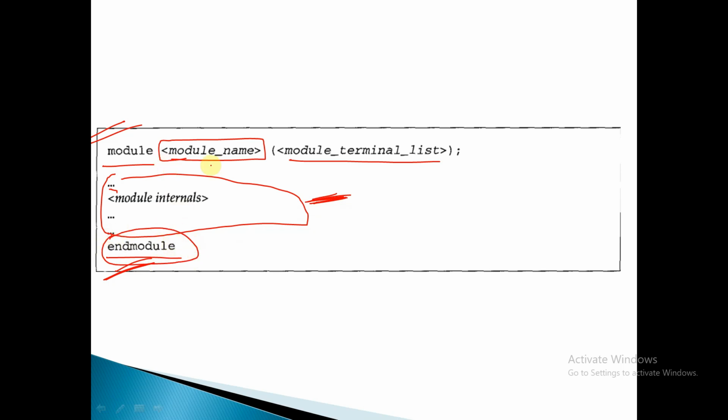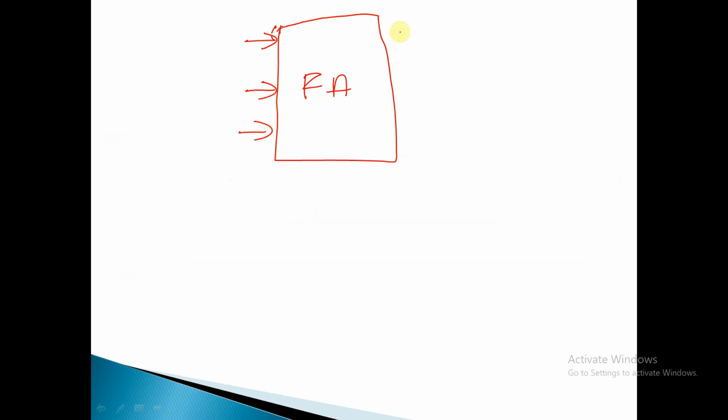Up to here, is it clear? Let's see what is meant by the module terminal list. Let's take the full adder example we were discussing previously. This is our full adder. These are our inputs and these are our outputs. For writing this design, you use the keyword module followed by the identifier, that is the module name. You can take any name, but there are some rules we will discuss further. Here I am taking fa.